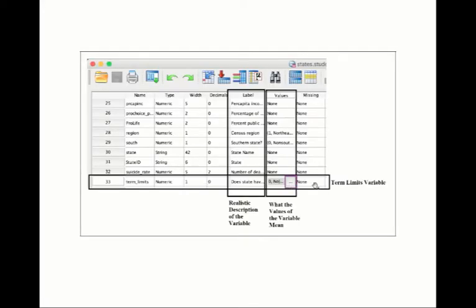Also, the missing column tells you which observations of a variable SPSS ignores in an analysis. So for example, sometimes researchers code an observation as a -9 to denote that information for that observation is missing and it should be ignored in an analysis.